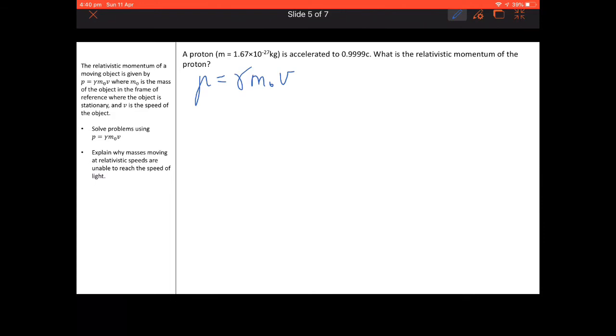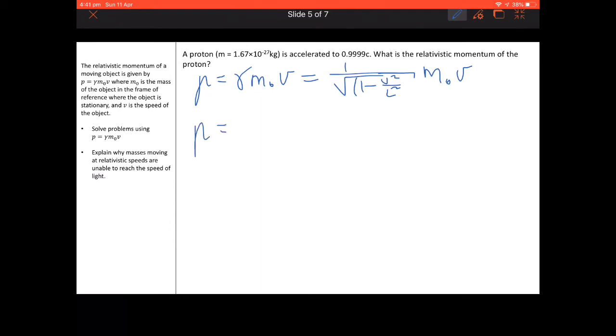And this is obviously equal to the Lorentz factor, which is 1 divided by the square root of 1 minus velocity squared over speed of light squared, and then times that mass in its own reference frame, the reference frame that it's stationary in, times the relative velocity between the two reference frames, so between the stationary reference frame and the proton's reference frame.